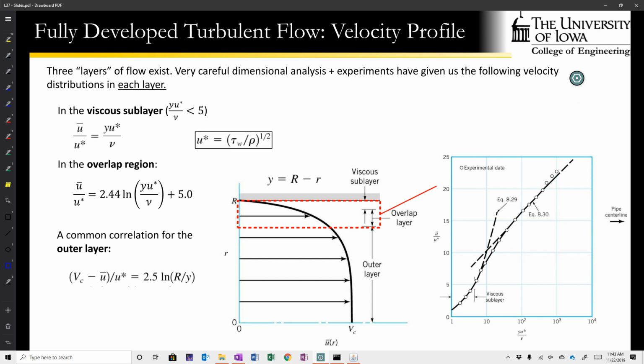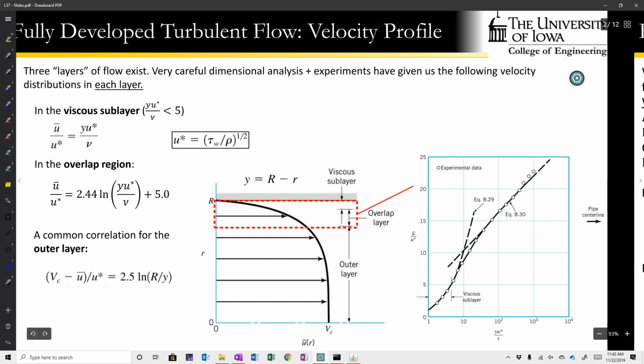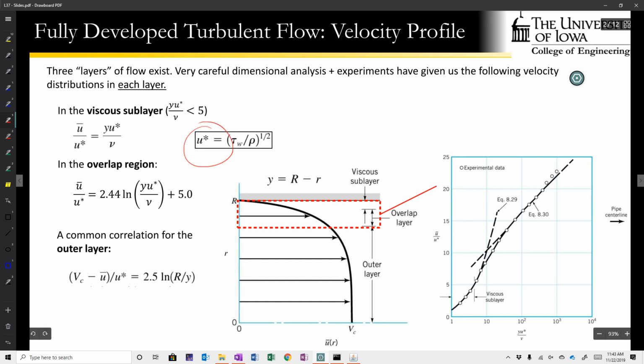Okay, so they've got this dimensionless set of equations. I mentioned there was this u star, this thing called the shear velocity. The shear velocity, it's worth noting, is not actually a velocity. It's the wall shear stress over density to the 1/2 power. The reason it's called shear velocity is because it's got units that look like velocity. It's length per unit time.